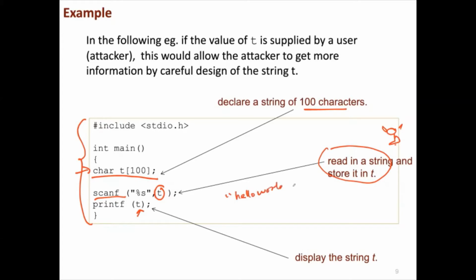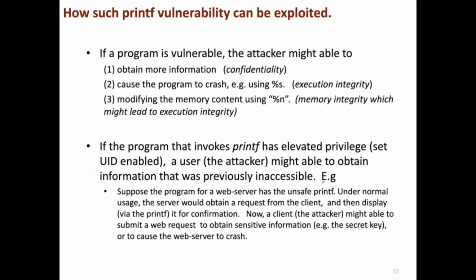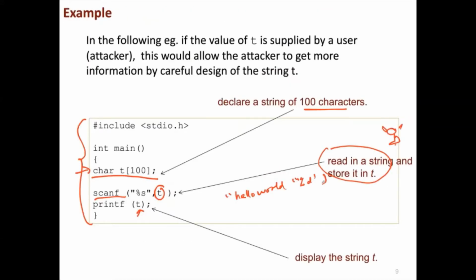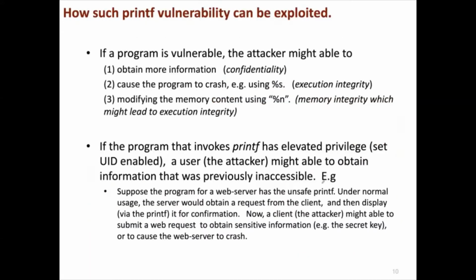These are confidentiality loss, or causing the program to crash. This is execution integrity. And he may even modify the memory content using something called %n. So this is memory integrity.